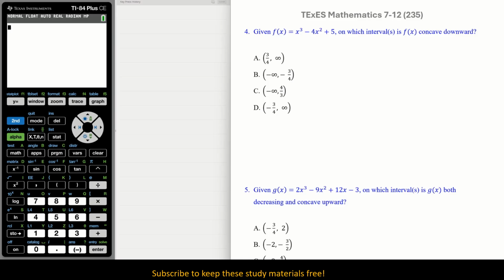Number 4, given f of x equals x to the third minus 2x squared plus 5, on which interval or intervals is f of x concave downward? Concavity is second derivative, and also points of inflection. So what do we need to do here? First thing we need to do is look at the actual graph of our function.